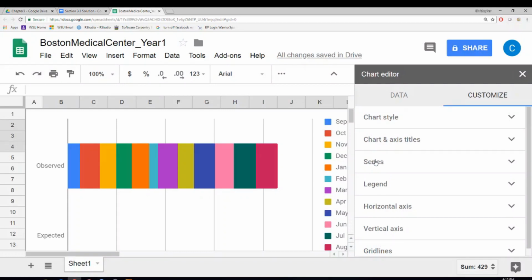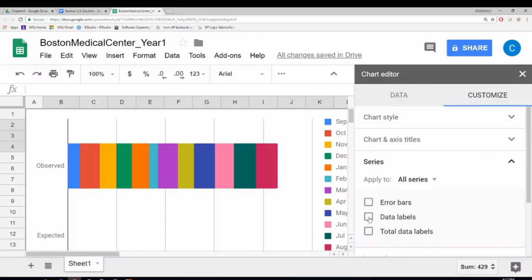And then I think it's the Series. So underneath the Series tab here, you just want to specify the data labels. So now those counts will be put into that segmented bar graph. So there's the 25, the 41, all the way down through. So these are the observed numbers. You could go ahead and include the expected numbers as well underneath here.